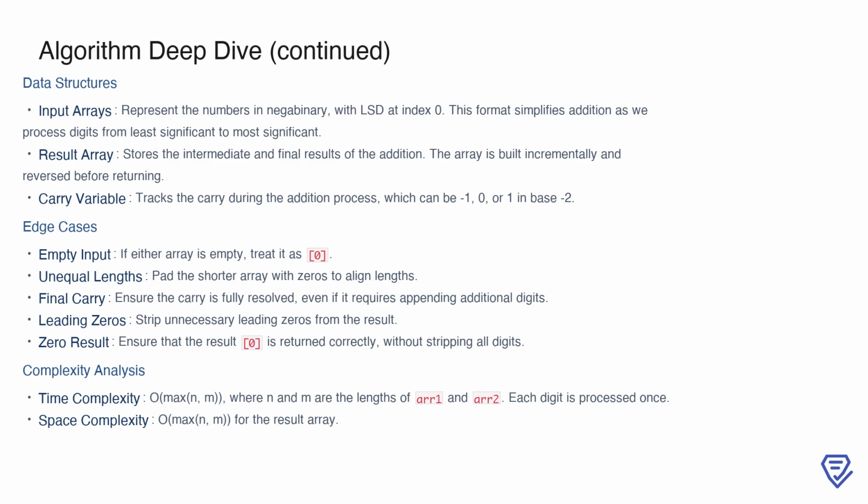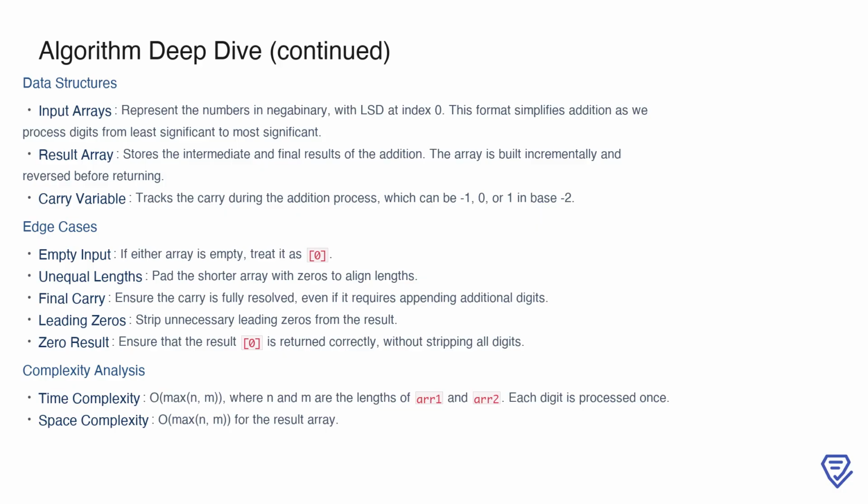When considering edge cases, we account for scenarios such as empty input arrays, which are treated as 0, and arrays of unequal lengths, which are padded with zeros for alignment. We also ensure that any final carry is fully resolved, even if it requires appending extra digits. Leading zeros are stripped from the result, except when the result is 0.